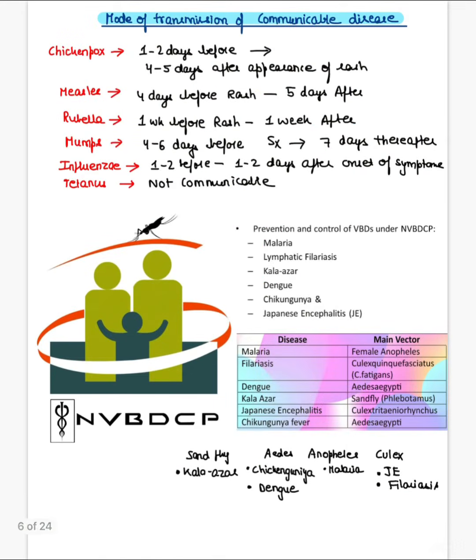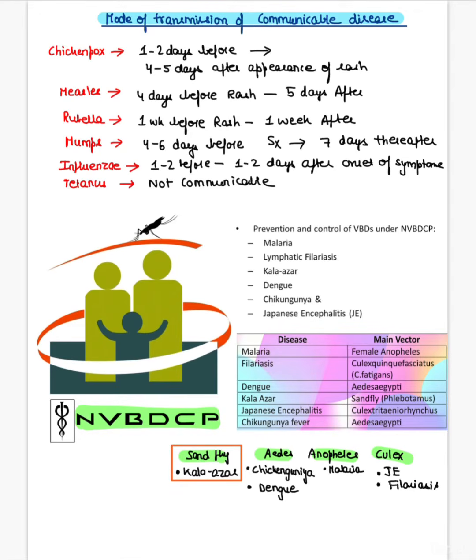So basically now this is the table of mode of transmission of communicable disease, and this is your PSM program, that is NVBDCP, guys, the National Vector-Borne Disease Control Program. If you look here, it includes 6 diseases, caused by 4 organisms. So sandfly, the disease caused by sandfly is Kala Azar, guys.